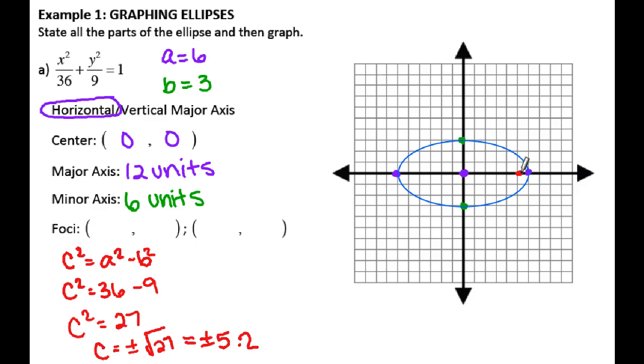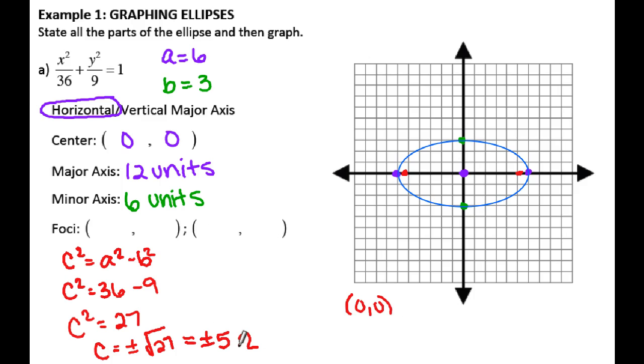There's one focus. I'm going to go 5.2 units to the left, and there's my other focus. Now, since your center is at the origin, it's pretty easy to count. Sometimes your center is not always going to be at the origin, so to actually figure out your ordered pairs without looking at the graph, you need to manipulate your center.